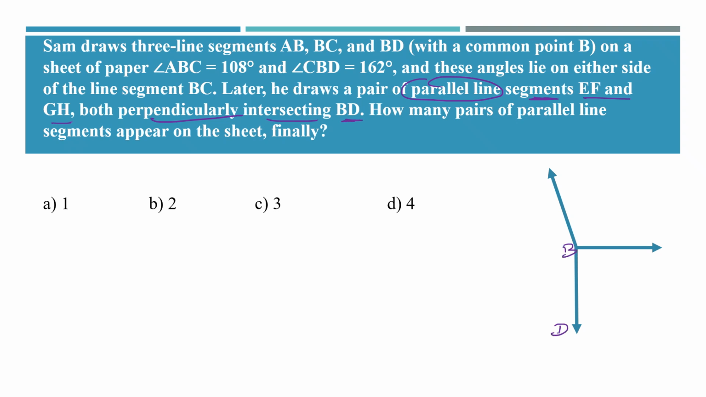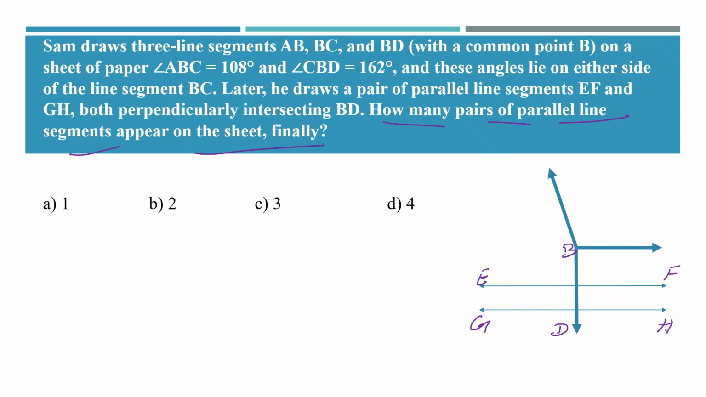Let's draw two perpendicular lines. First one, name it as EF. The second one, let's name it as GH. Okay, I'm done with it. Now, what they have asked is how many pairs of parallel line segments appear on the sheet? It takes time to understand the question, but the answer is simple.